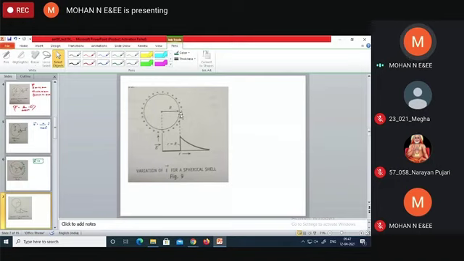That is, the field will be maximum on the shell, and it decreases when the distance from the origin increases. That means r increases. This is the variation of E for a spherical shell. Okay, this is what we have discussed so far.